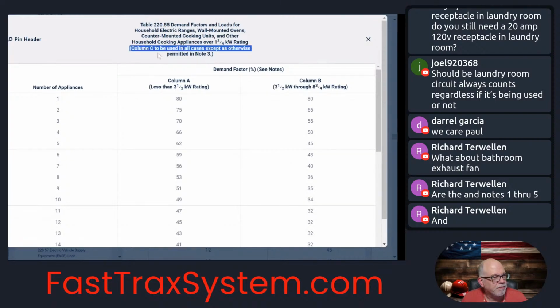Notice right here, whether you're using Note 1, Note 2, or others, you're always going to be using column C. Now, the difference between column A, B, and C is that column C is an actual demand value, whereas columns A and B are actual percentages. That's the first thing to get locked into your mind. A lot of people get confused when they see these. These are not demand values. These aren't kW values, okay?